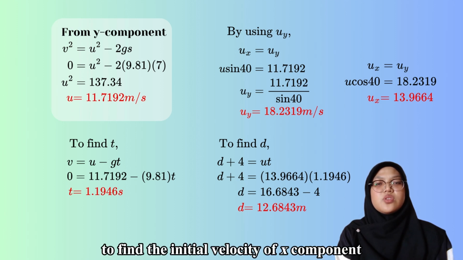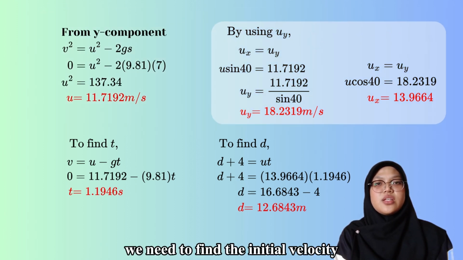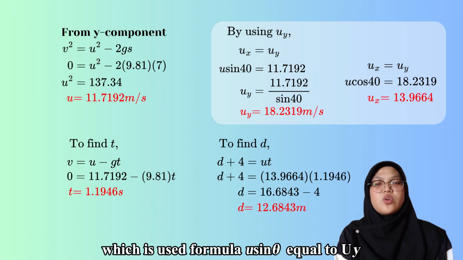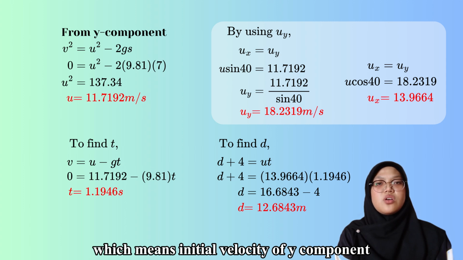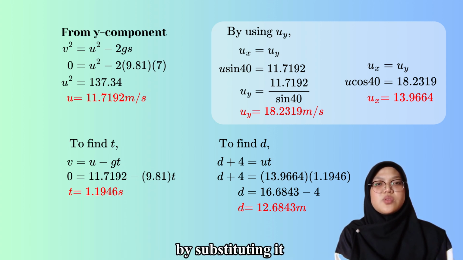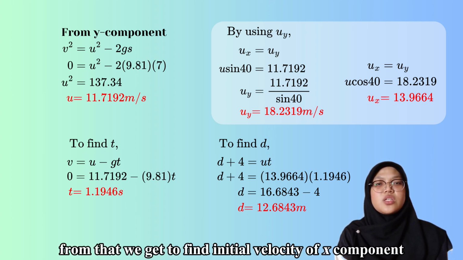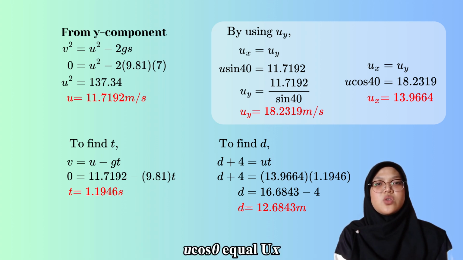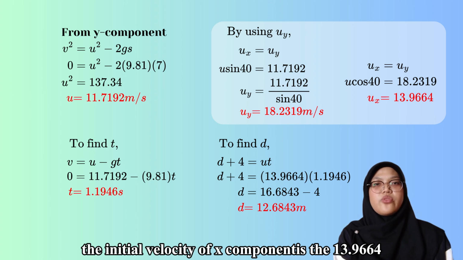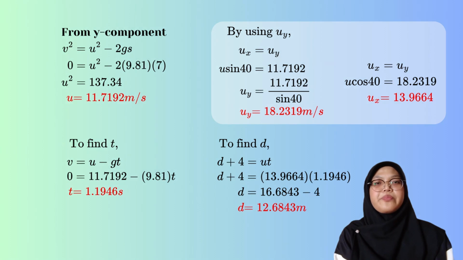To find the initial velocity of the x component, we need to find the initial velocity, using the formula u sin theta equal to uy, which means the initial velocity of the y component. By substituting, we get the initial velocity is 80.2319 meters per second. From that, we can find the initial velocity of the x component. u cos theta equal to ux. The initial velocity of the x component is 30.9664 meters per second.